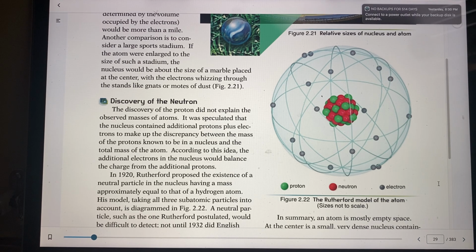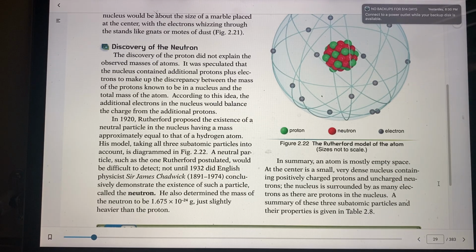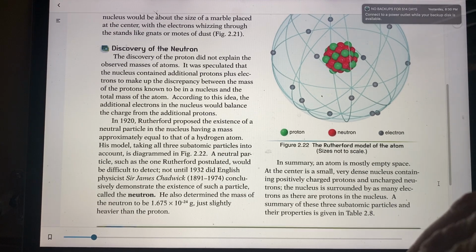So in 1920, Rutherford proposed the existence of a neutral particle in the nucleus having a mass approximately equal to that of a hydrogen atom. His model, taking all three subatomic particles into account, is diagrammed there. A neutral particle, such as the one Rutherford postulated, would be difficult to detect, as I said. And physicist Sir James Chadwick concluded and demonstrated the existence of such a particle, which he would later call a neutron. He also determined the mass of the neutron to be 1.675 times 10 to the negative 24th, just a little bit heavier than a proton.